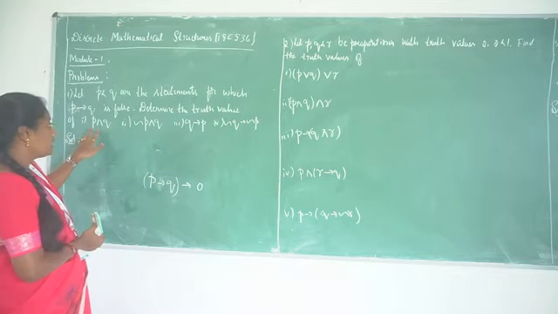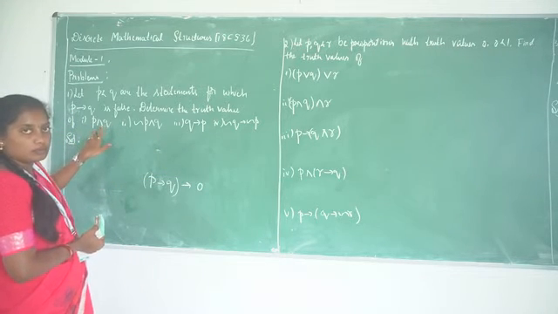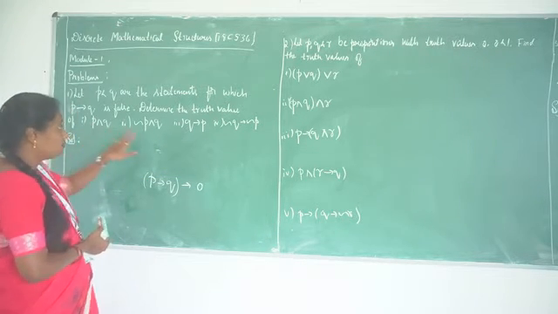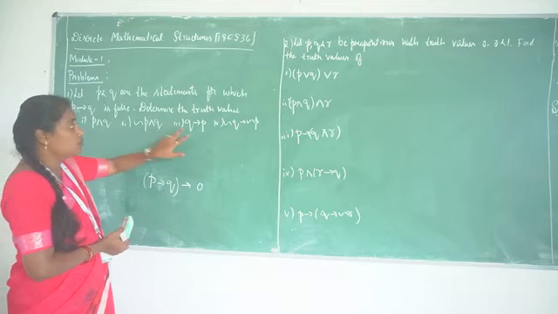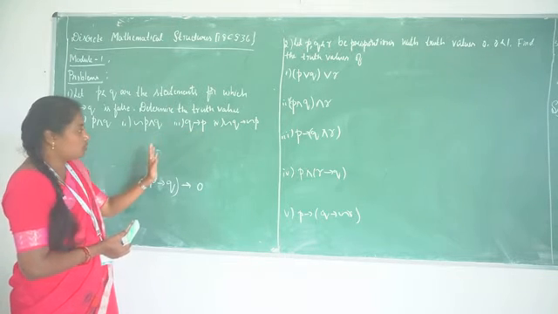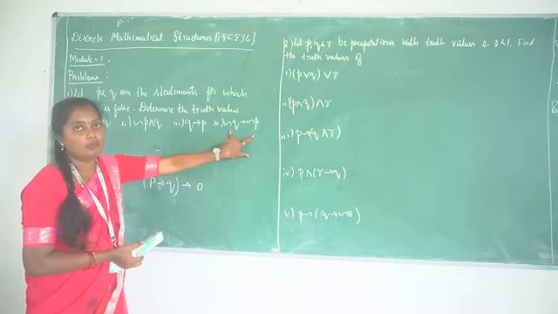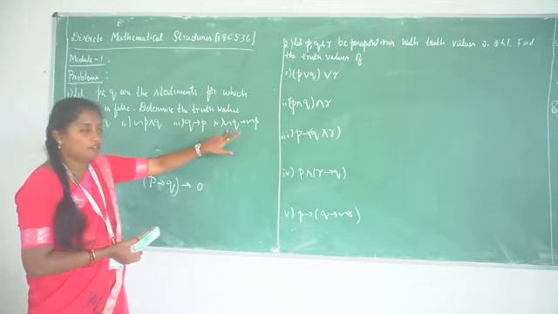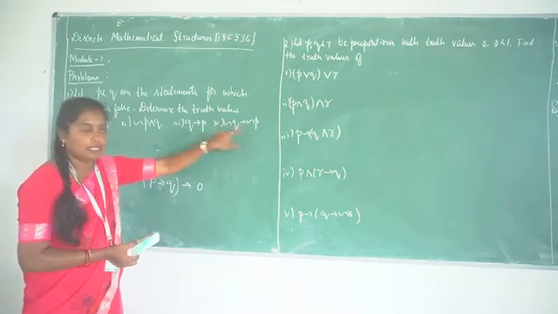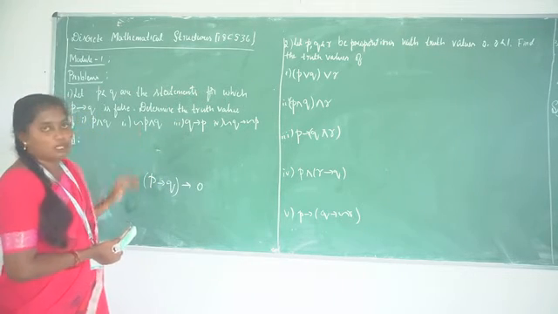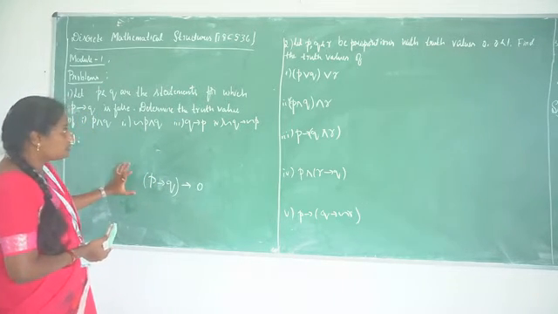The first is P and Q. Then not P and Q. Then Q implies P, the reverse conditional proposition. And if not Q, then not P. So we have to find the truth values of these propositions. What is the given proposition?